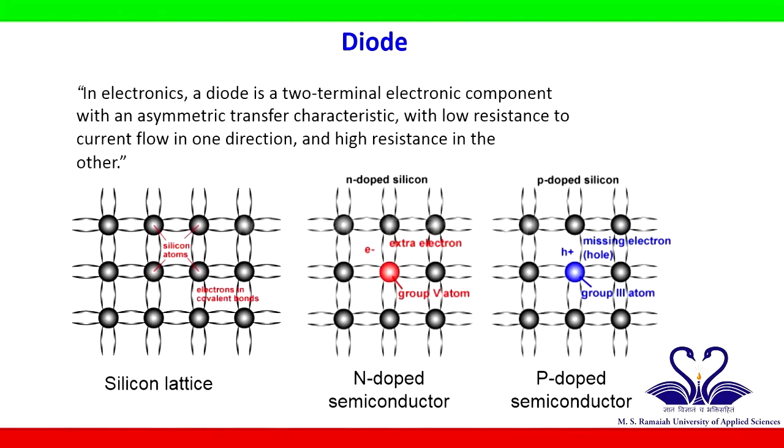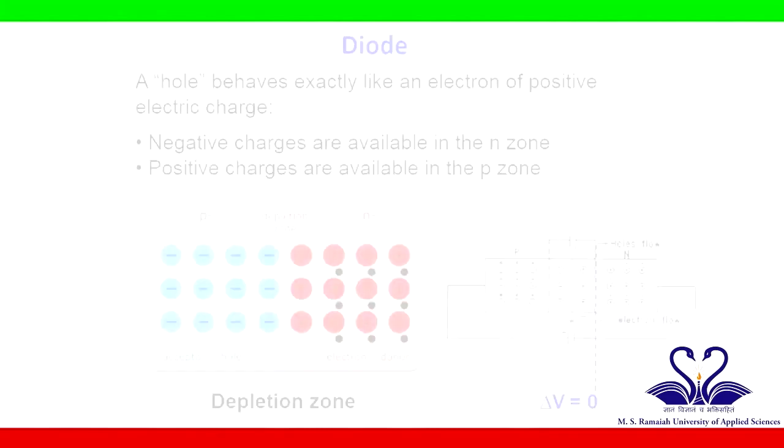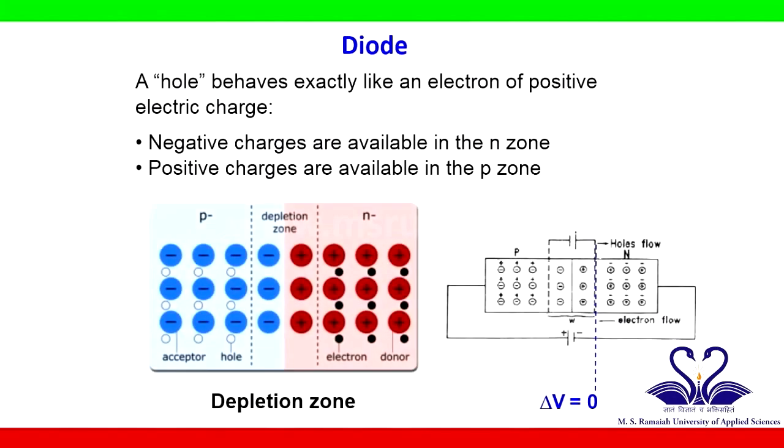A light-emitting diode is a forward-biased PN diode. A diode is a two-terminal electronic device which offers low resistance to the flow of current in one direction while high resistance in the opposite direction. Unlike conductor, the charge carriers here are holes in the p region and electrons in the n region. A hole is just like an electron with positive charge.